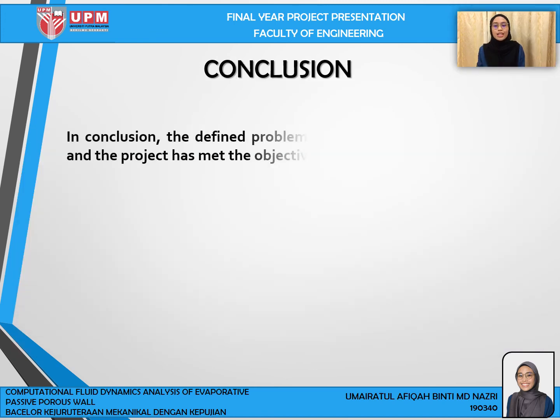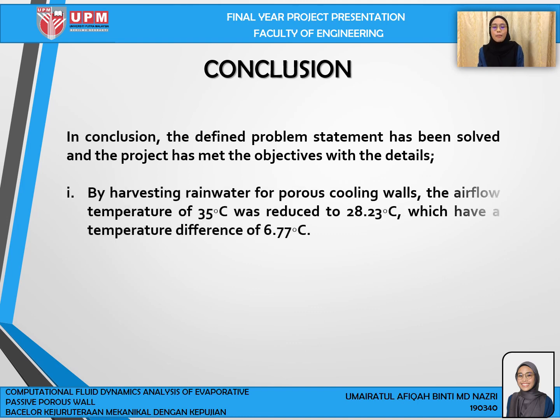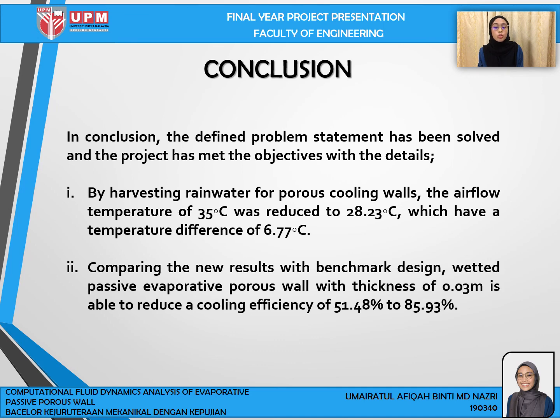In conclusion, the defined problem statement has been solved and the project has met the objectives. By harvesting rainwater for porous cooling walls, the airflow temperature of 35 degrees Celsius was reduced to 28.23 degrees Celsius, which is a temperature difference of 6.77 degrees Celsius. Comparing the new results with the benchmark design, the wetted passive evaporative porous wall with thickness of 0.03 meters is able to increase the cooling efficiency from 51.48% to 85.93%. So that is it from me.